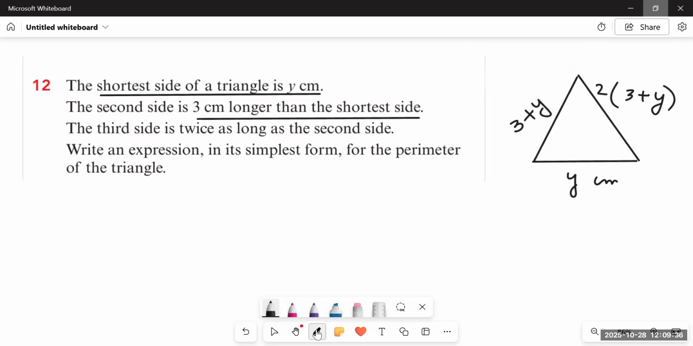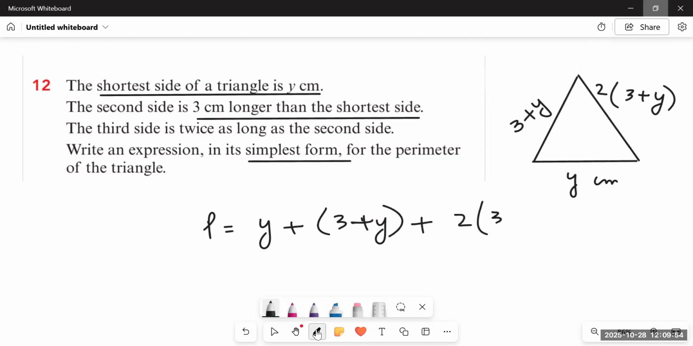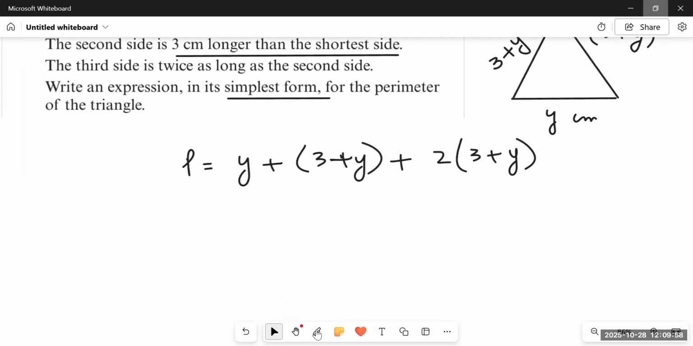Okay, so we have to write an expression in the simplest form for the perimeter. Perimeter is actually the sum of all the sides. And since we have to simplify it as well, we will write it one by one. y plus 3 plus y, the second side, we just have to add all of them, plus 2 into 3 plus y. Now we will apply the distributive law where applicable, and then we will find the total perimeter.